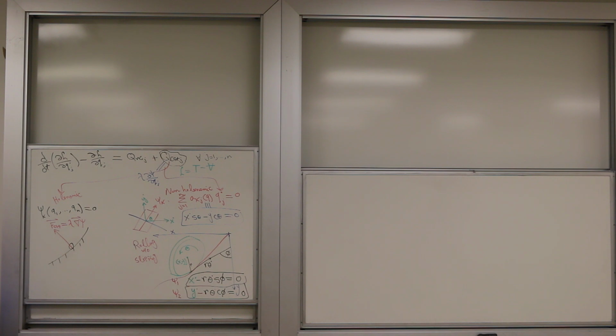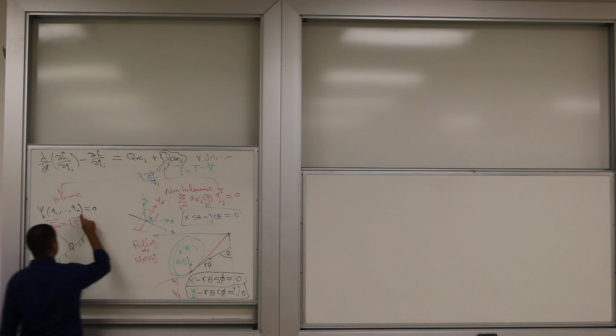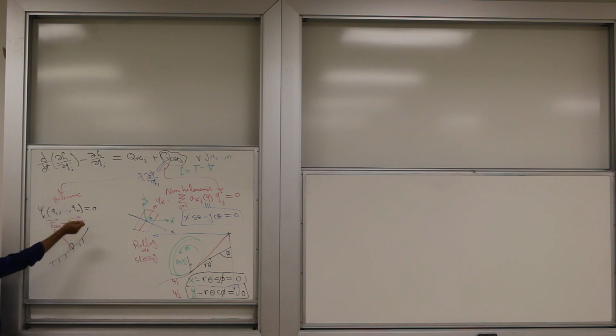Any question about non-holonomic constraints? They are inherently on velocity, not on position. The issue is that you cannot use this equation to produce a relation between positions. Because if I have a relation between positions, I can use this equation to remove one of the positions completely. Here I cannot do that.